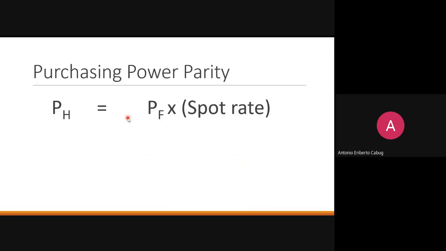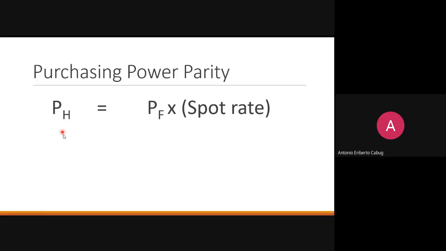Now, how are we going to arrive at the price of an item at home? The price at home is equal to the foreign price times the spot rate. Do you know what the spot rate is? The spot rate is the exchange rate on the spot. In other words, if the exchange will happen now, you are going to exchange it at this rate. It is the price now.